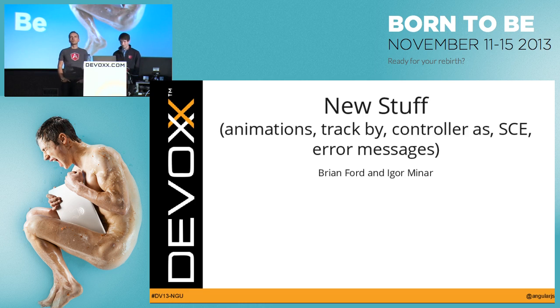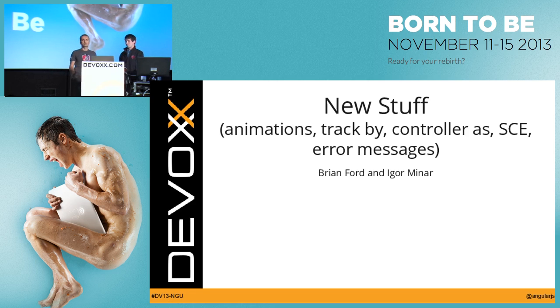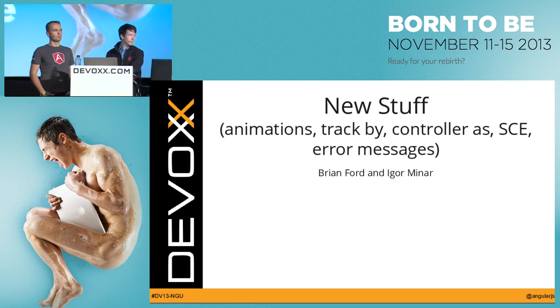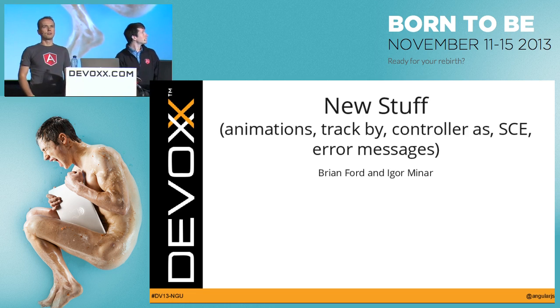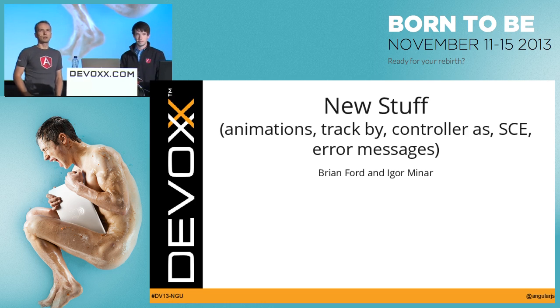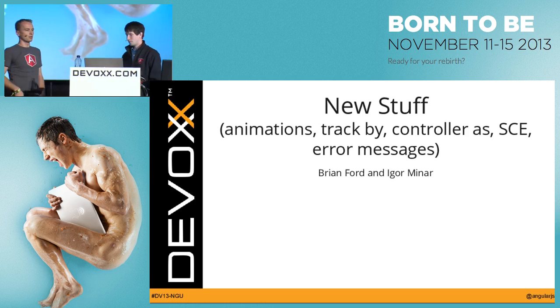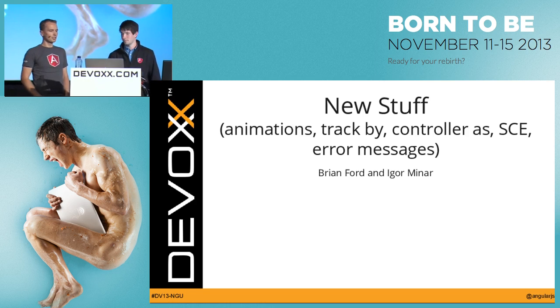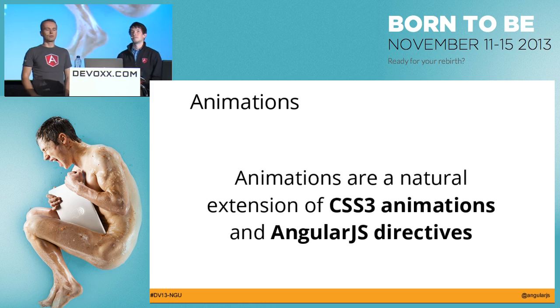So we're going to talk about some of the new stuff that was introduced to Angular in 1.2. This primarily will cover animations, some enhancements to repeater, security, and error messages. There is a ton of other things that we don't have time for, but these are the things that we are the most excited about. So let's start with animations, because that's definitely one of the highlights of Angular 1.2.